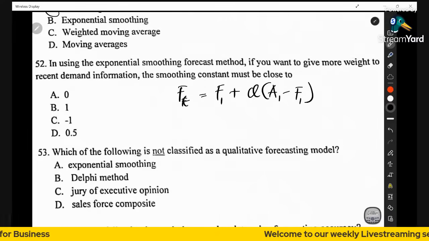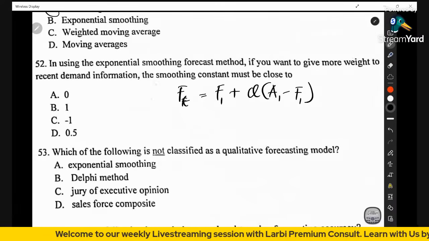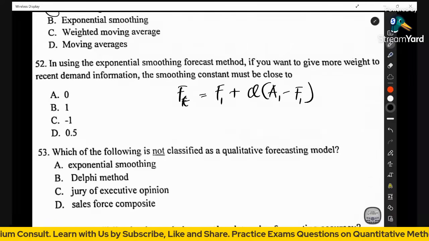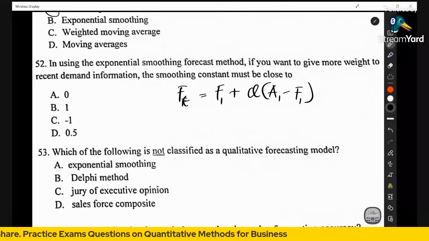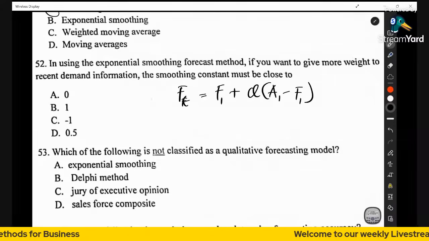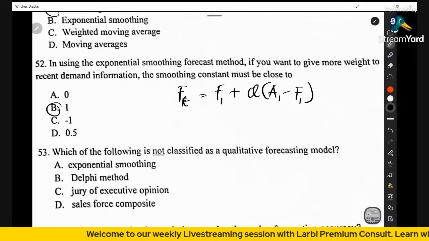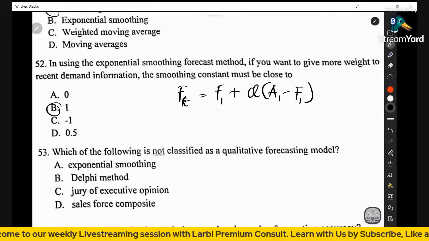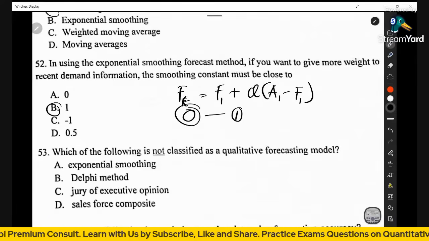So for us to give more weight, which is the smoothing constant, on this recent data, the smoothing constant must be close to what? It must be close to 1. Because when we add all the weights, they must equal 1. But for examination conditions' sake, you might be given different weights which, when you add, don't result in 1. But ideally, when you add all the weights placed on the data, you must get 1. So it must be close to 1. So that should be B. Always within the range of 0 to 1. So let's take note: more weight means it should be close to 1.